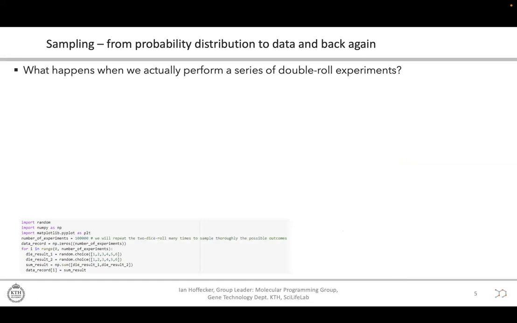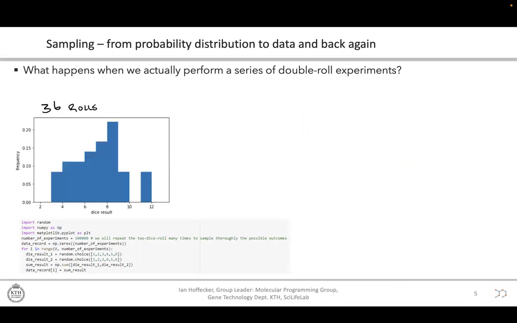But there's still a distinct difference between data and probability, and that is the fact that we're sampling this space when we're gathering data. And so even though there were 36 possibilities, 36 possible outcomes for the two dice roll, if we actually perform 36 experiments, and so here I set up some code that does exactly this, right?